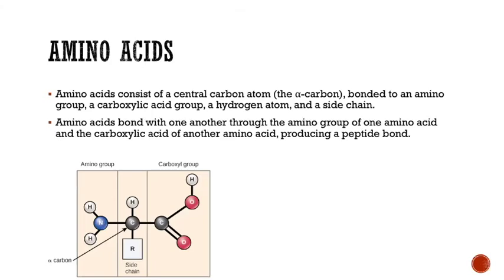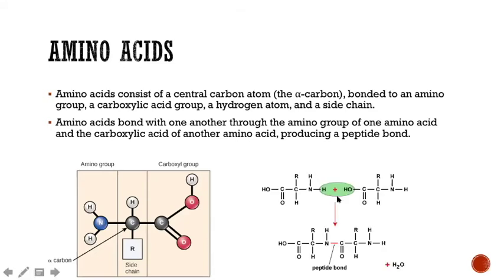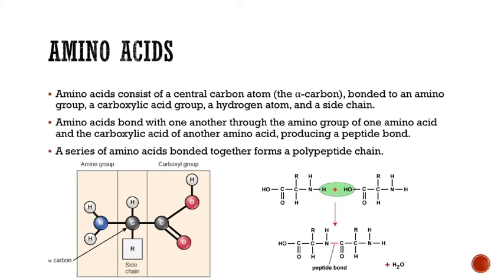Amino acids bond with one another through the amino group of one amino acid and the carboxylic acid of another amino acid to produce a peptide bond. One of the hydrogen atoms here will react with the hydroxyl group of the carboxyl group, which will form a water and create what's known as a peptide bond between the nitrogen and carbon. A series of amino acids all bonded together forms what's called a polypeptide chain.